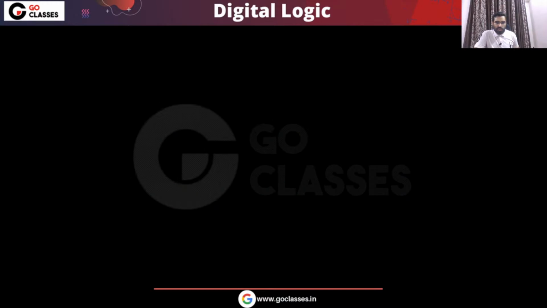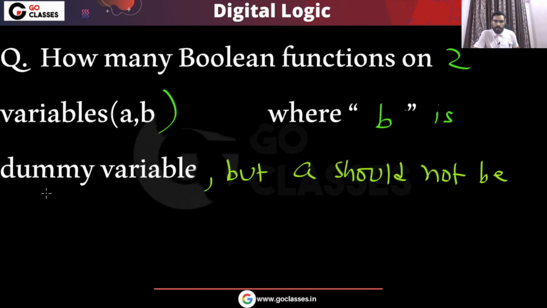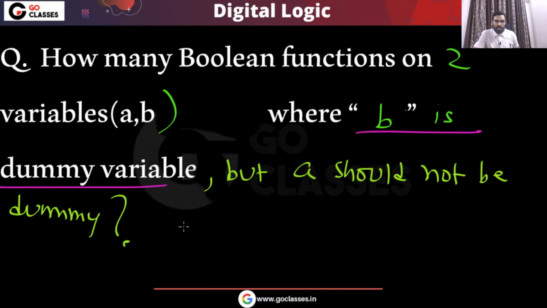Now if the question asks that B is dummy, but A should not be dummy, then what are you going to do? Very simple. You find where B is dummy and then you remove where A is dummy. So the method is very simple.